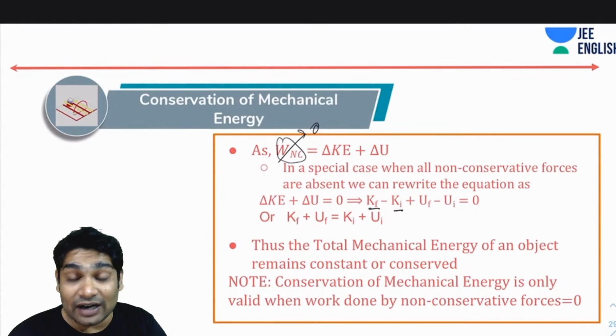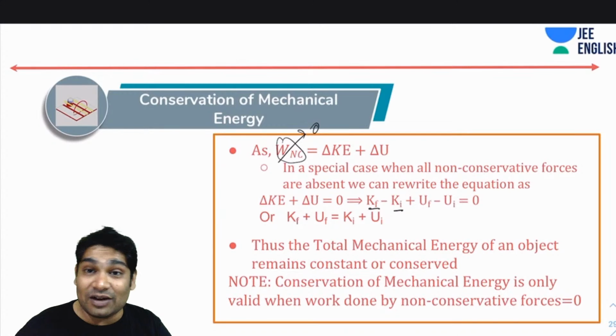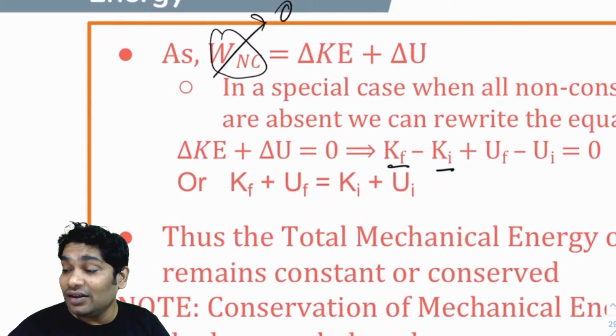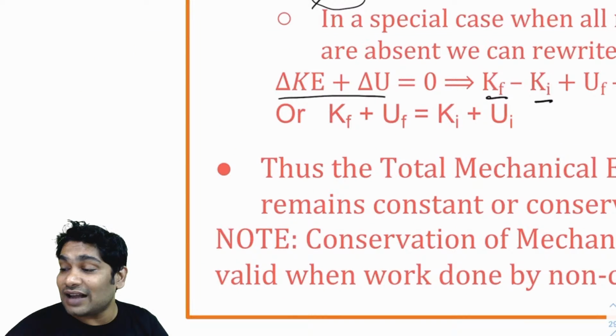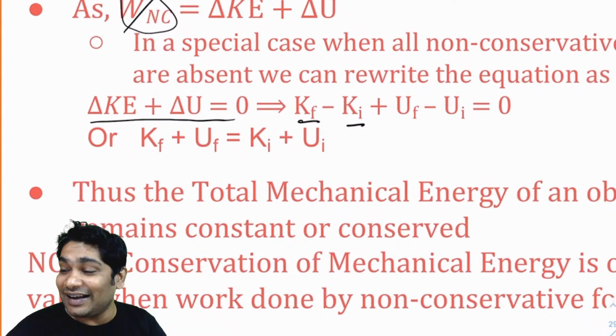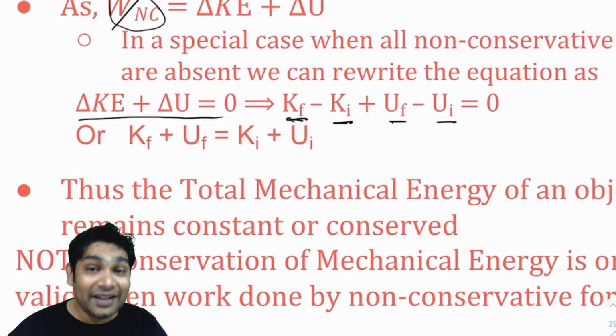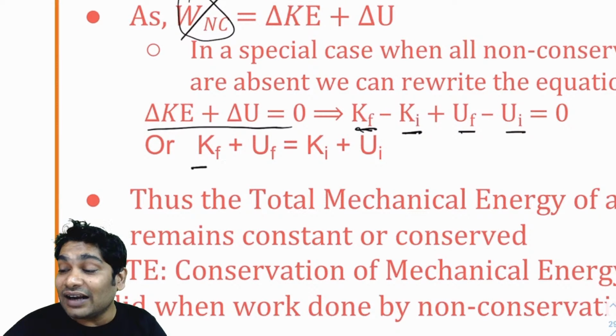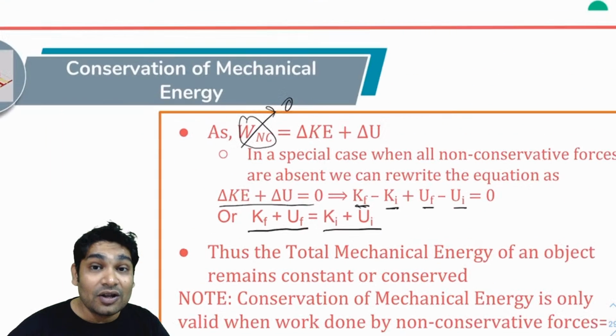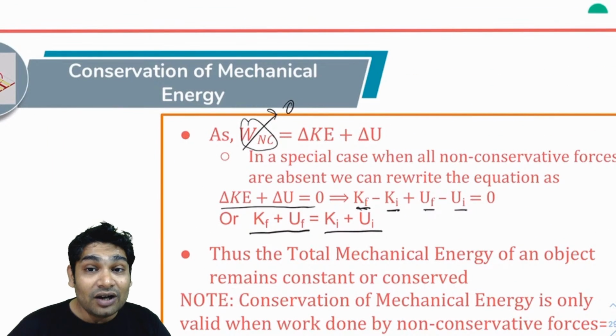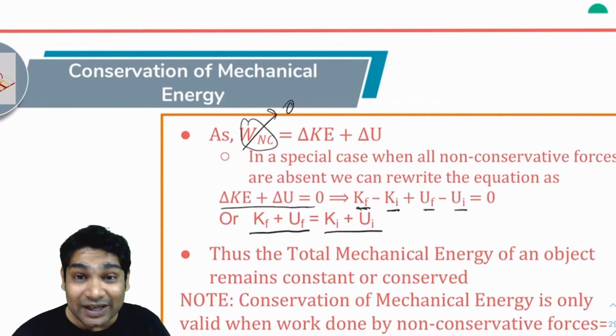So anyhow, if there are no non-conservative forces present, then this comes down to 0, which means my equation becomes this, and I know delta K can be written as K final minus K initial, and delta U can be written as U final minus U initial. If I rearrange the terms, then I can say that K final plus U final is equal to K initial plus U initial. Or in other words, the total mechanical energy of the object remains conserved.